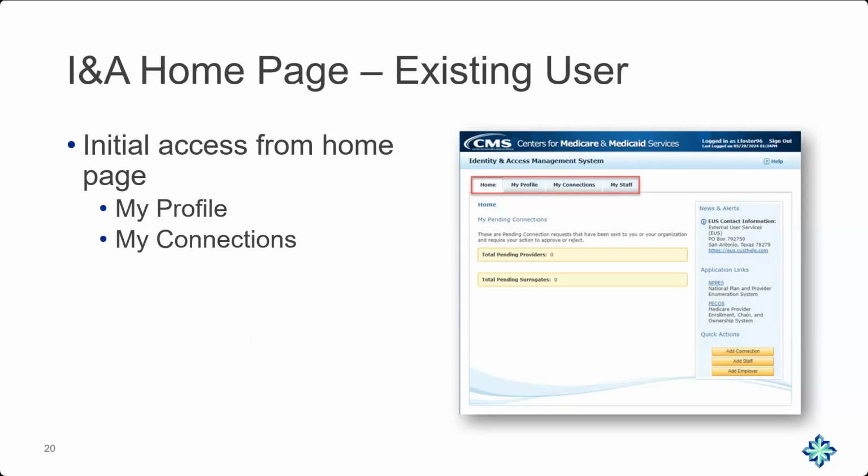The other thing that you're going to see is that you have your pending connections. So if you're an authorized official or an access manager, this is where you're going to see providers that are asking to be connected to your organization. Again, not enrollments. We're talking about that business relationship between a provider and the entity before they get that provider transaction access number, that PTAM, and also pending surrogates, so people that are acting on your behalf. This is where you're going to see if you have requests out there that need to be approved or denied or managed.